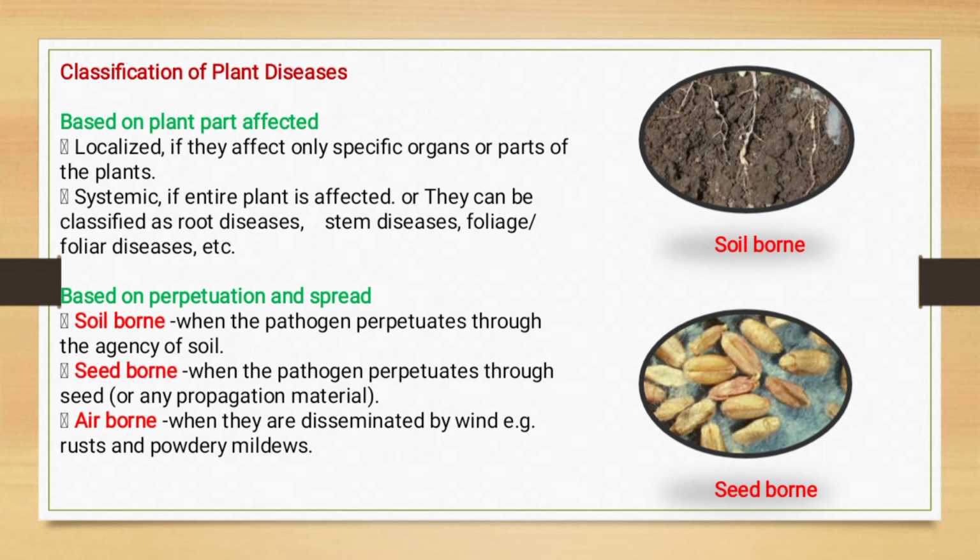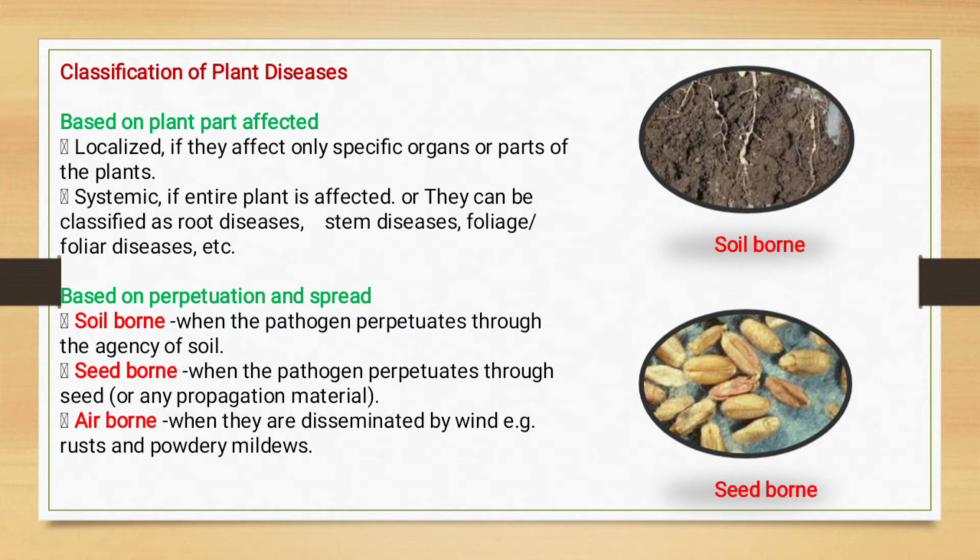The plant diseases are classified on different factors. First, that is based on plant part affected. In this there are two types of diseases, that is localized disease and systemic disease. In case of localized disease, if they affect only a specific organ or part of the plant, they are referred to as localized diseases. And in case of systemic, if the entire plant is affected, they can be classified as root diseases, stem diseases, foliar diseases, etc.